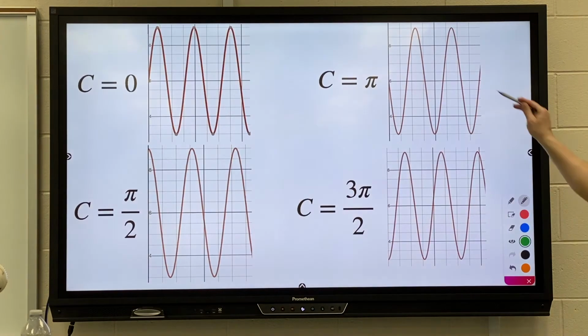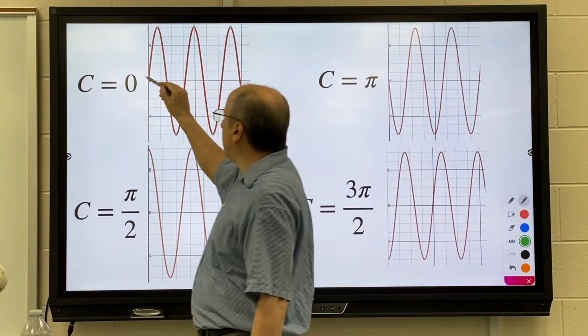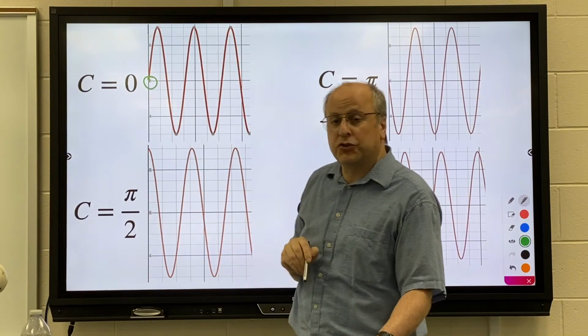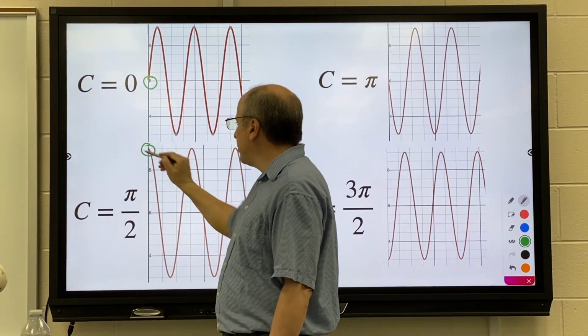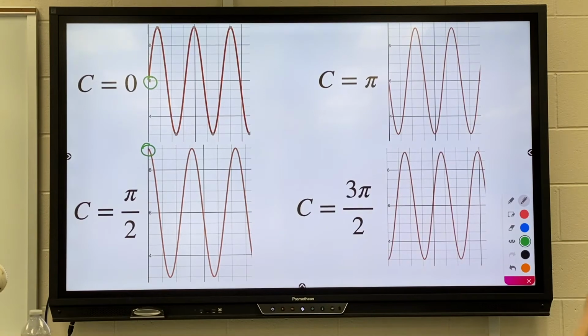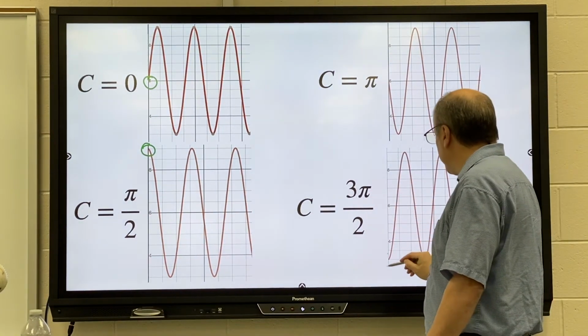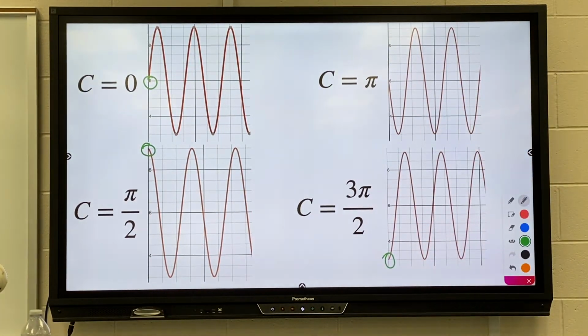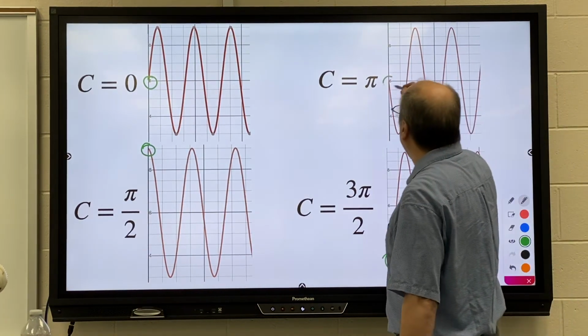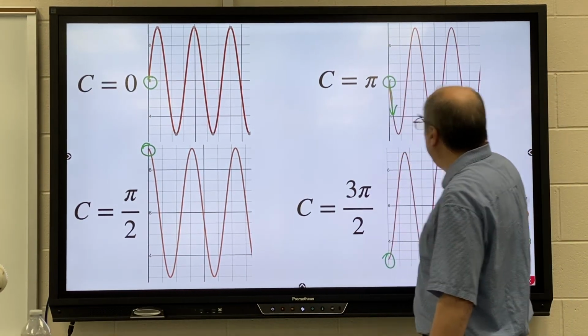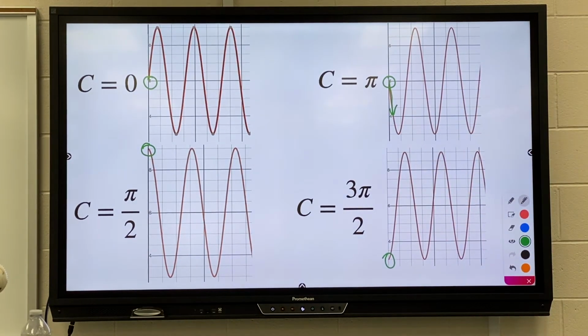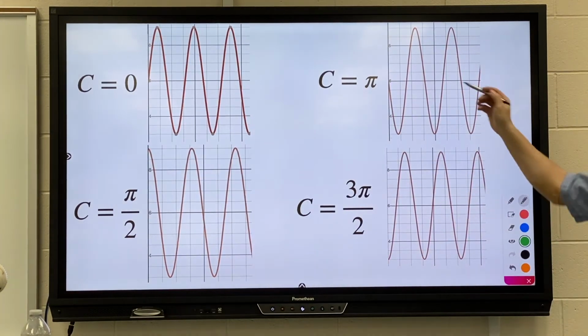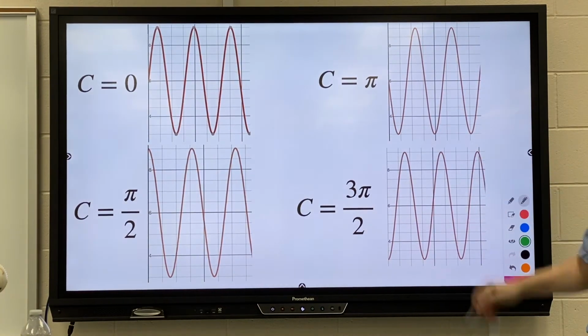Here are pictures of the 4 most important C-values. Please draw these pictures with the associated C. So a C of 0 starts in the middle, heading toward more extreme values. At pi over 2, you start at the most extreme value possible. At 3 pi over 2, you start at the lowest value. And at pi, you start at the average, heading toward the smaller values. Okay? So pause it if you didn't get them all, and make sure you have these 4 important phase shifts.